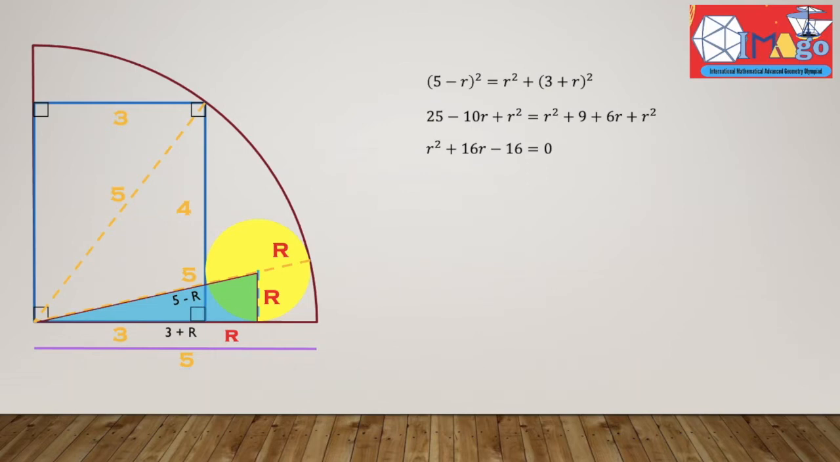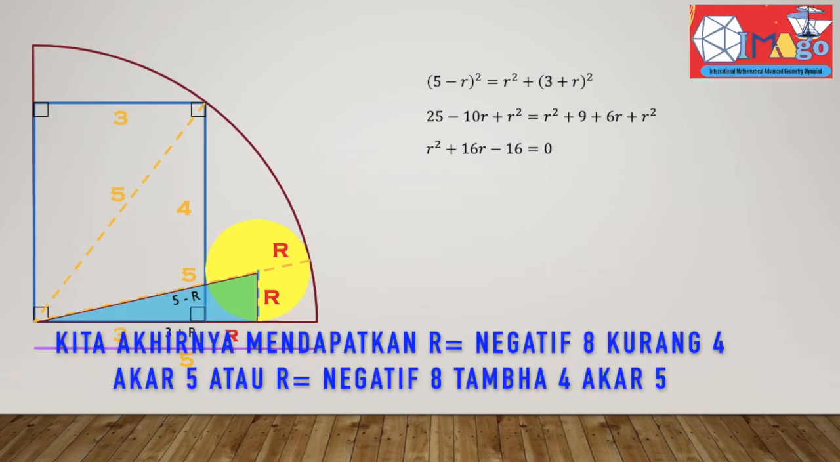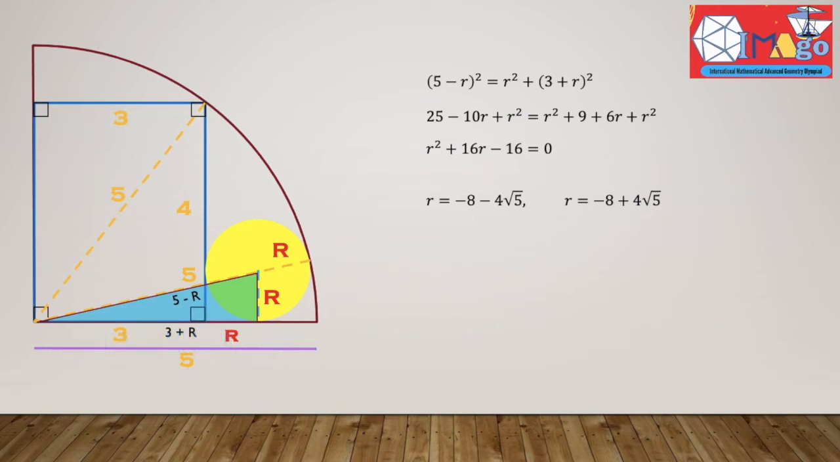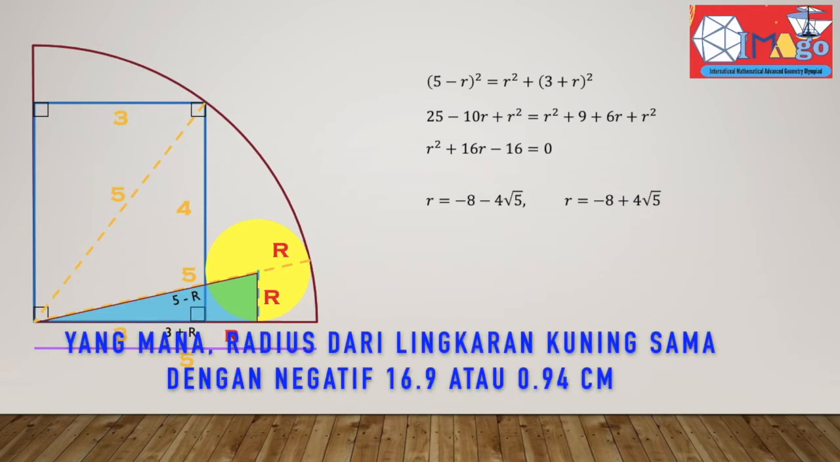We finally got that the radius of the yellow circle is equal to negative 8 minus 4 root of 5, or negative 8 plus 4 root of 5. And working this out, we got that r is equal to negative 16.9, or r is equal to 0.94.